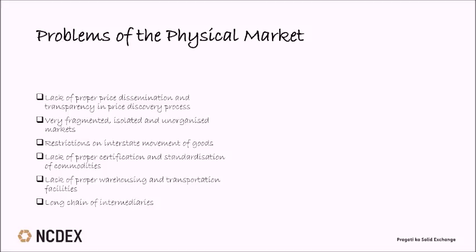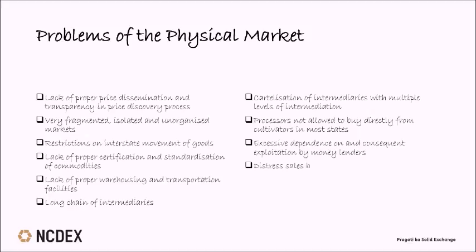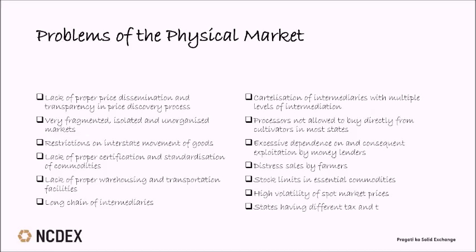There is a long chain of intermediaries. There is a cartelization of intermediaries with multiple levels of intermediation. Processors are not allowed to buy directly from cultivators in most states, which is a major impediment. Excessive dependence on and consequent exploitation by the money lenders is again a huge roadblock. Distressed sales by farmers. Stock limits in the essential commodities. High volatility faced by the spot market prices act as an impediment too. States having different tax and tariff structures and regimes also add to the stress and the burden.